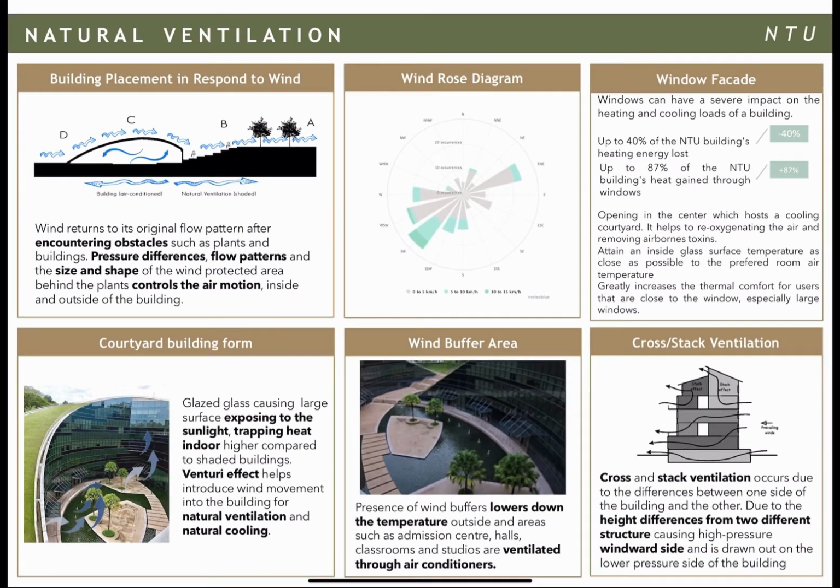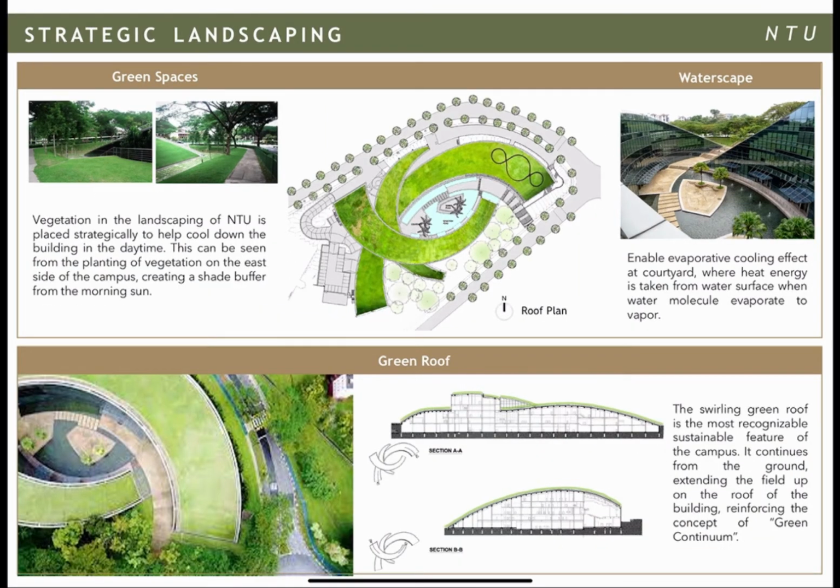For strategic landscaping, the vegetation in the landscaping of NTU is placed strategically to help cool down the building in the daytime. This can be seen from the planting of vegetation on the east side of the campus, creating a shade buffer from the morning sun. For waterscape, it enables an evaporative cooling effect at the courtyard, where heat energy is taken from the water surface when water molecules evaporate to vapor.